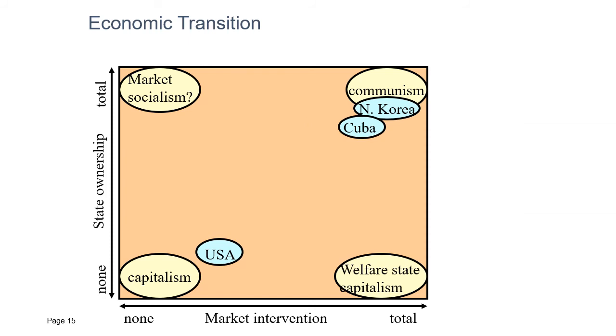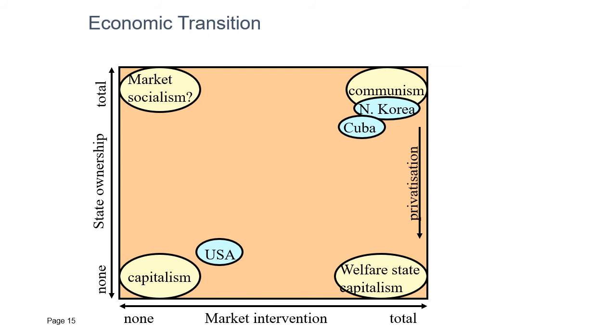So when you look at economic transition, it at least looks at two dimensions. For our example, we just looked at state ownership and market intervention. And there are other aspects and other dimensions that we can also consider. But economic transition is a multi-dimensional look at moving a country from one state to another state.